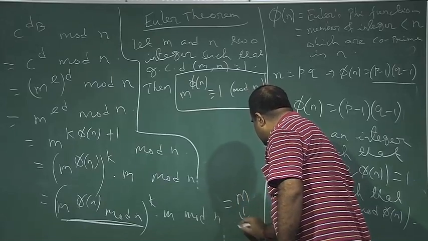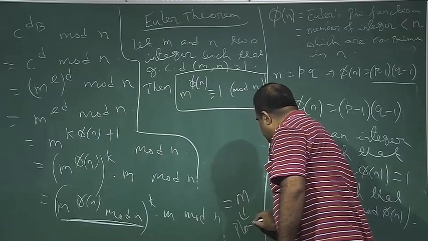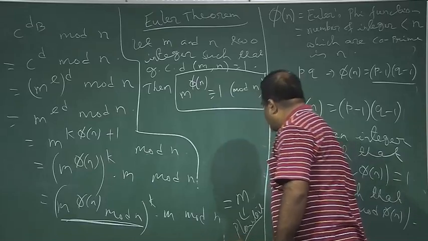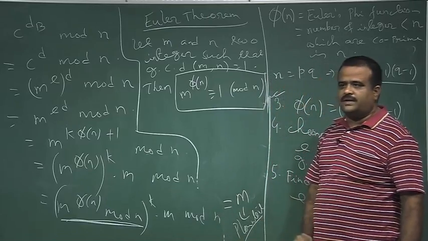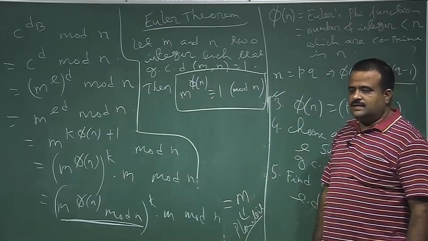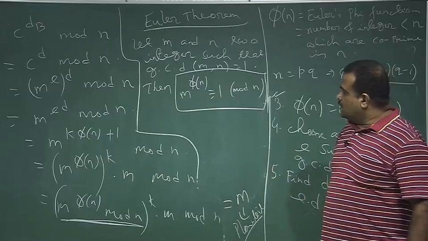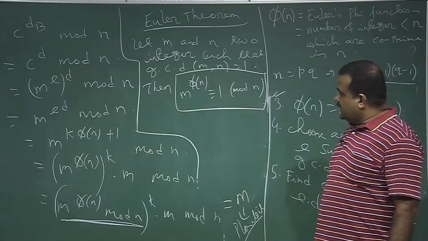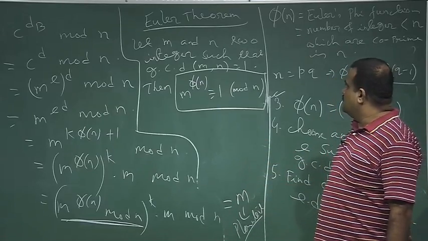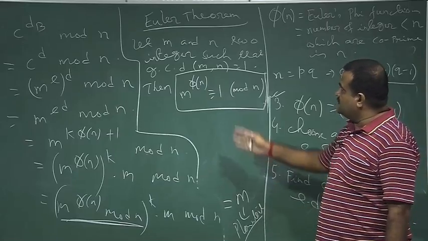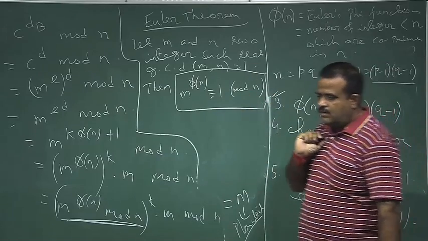So this will basically give us m, the message or the plain text sent by Alice. This is the correctness of the RSA decryption. This is the way we can decrypt RSA. So this is RSA decryption, where we are using Euler's theorem.